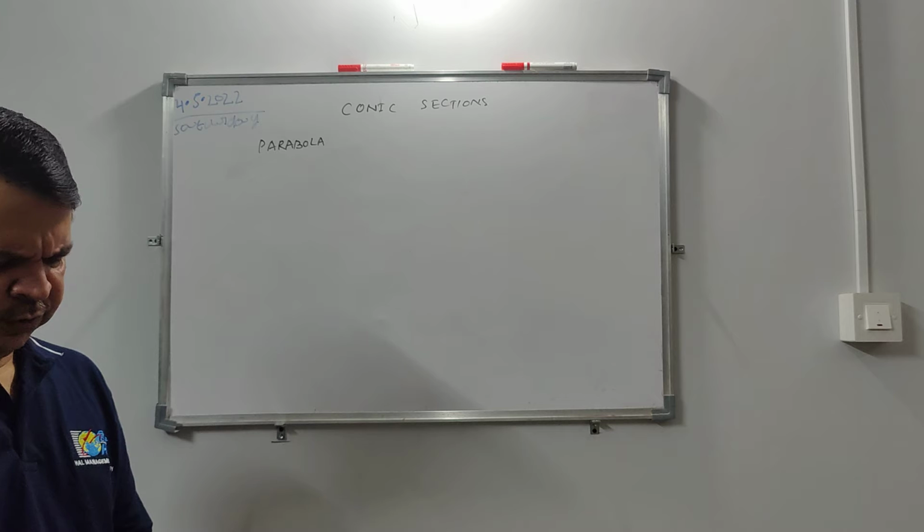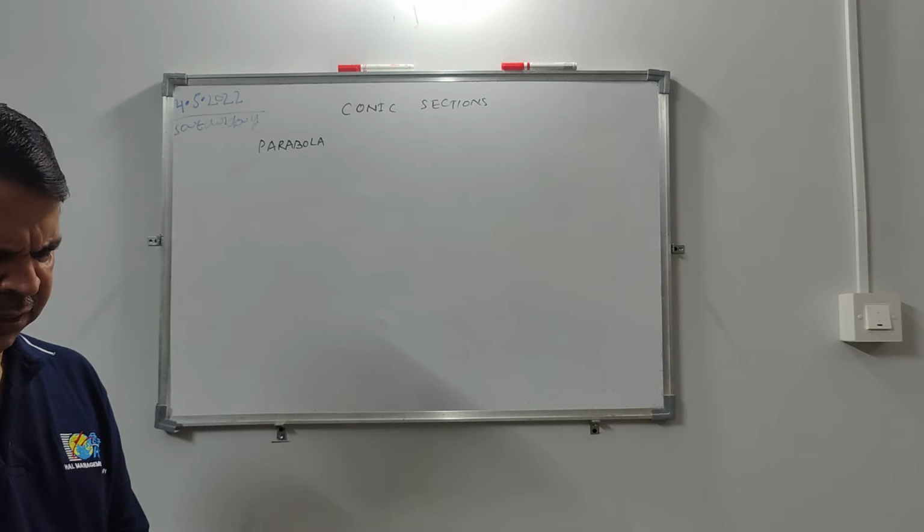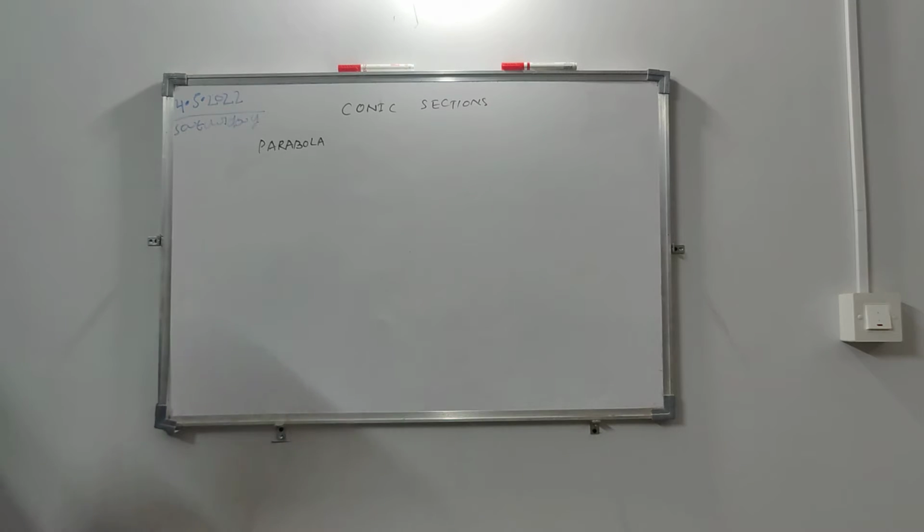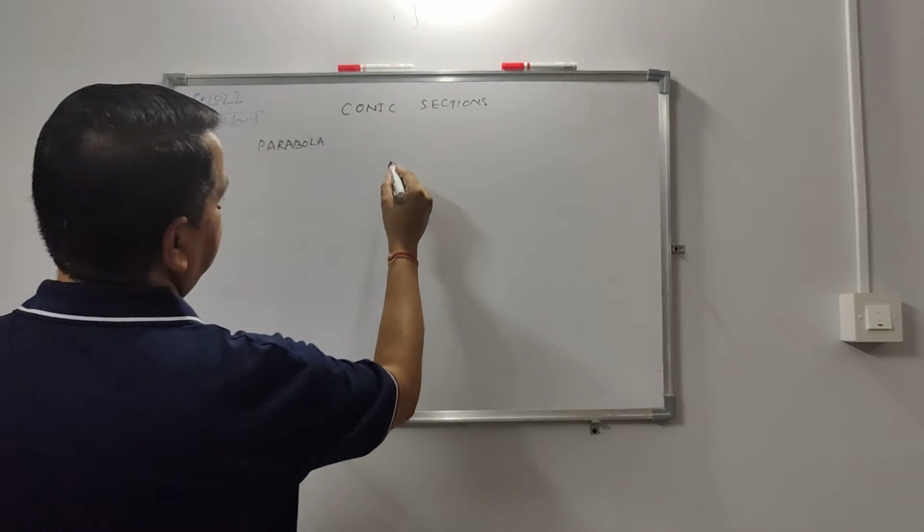So parabola is the set of all points in a plane that are equidistant from a fixed line and a fixed point. Okay. So it's the line passing through all the points. These points are equidistant from a fixed line and a fixed point. Okay. So let us see what does it mean.